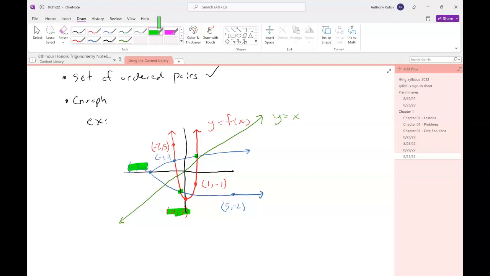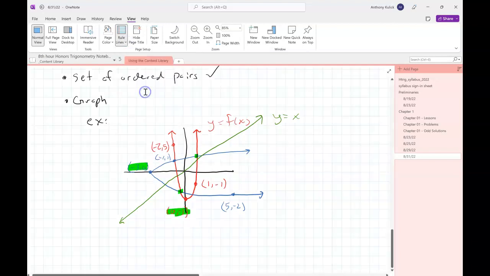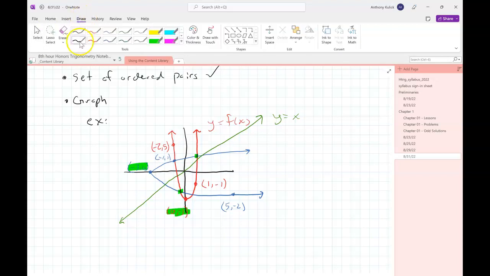But we do the best we can without having to grid the thing out. I guess I could pick the graph paper background. How do I do that again? Does anybody remember? Is it view? Yeah. Could have done that. That would have made life easier. We'll do it next time. Do you guys get the idea though? Not a big deal. It's pretty straightforward what you're doing.